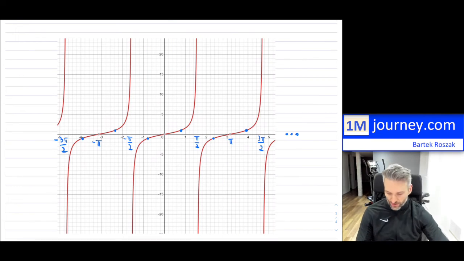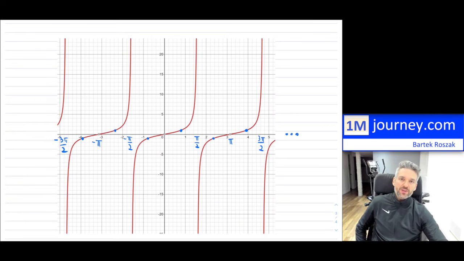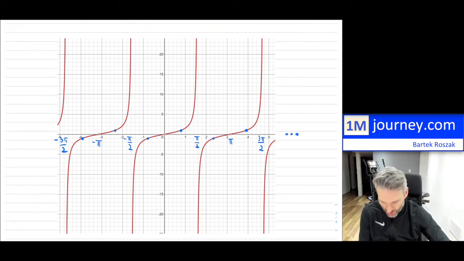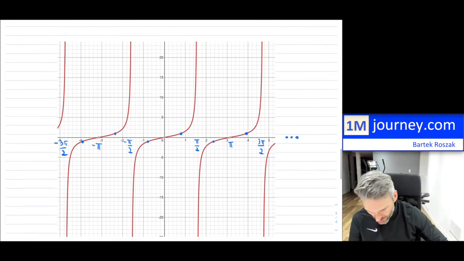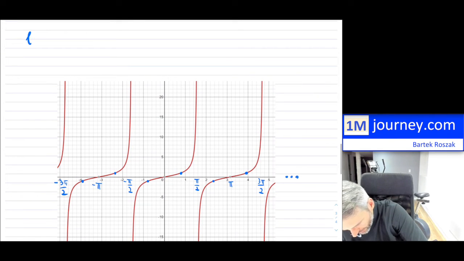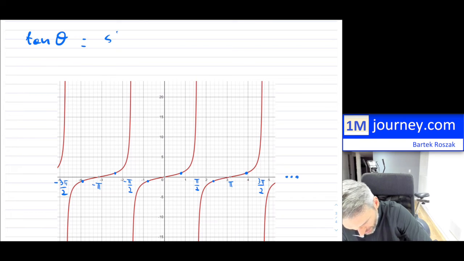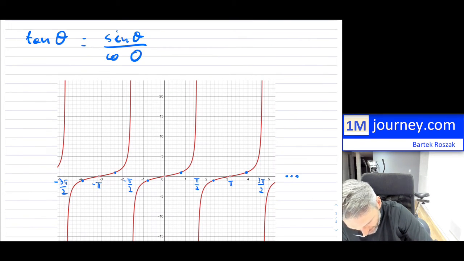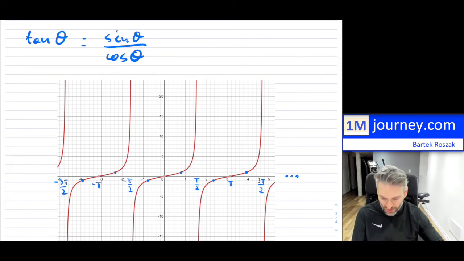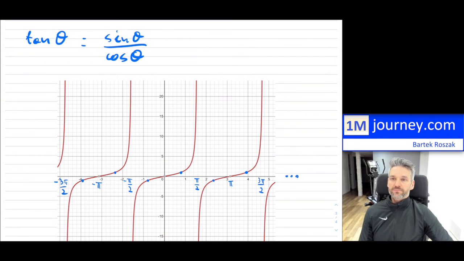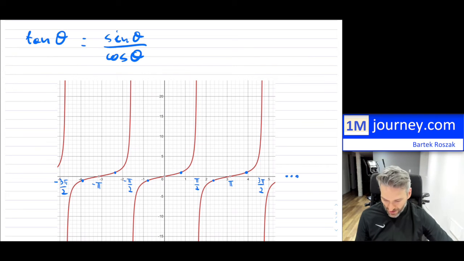All right, and the last one is the tangent. We can certainly try to graph the tangent because we know what it is. Tangent of theta, I'll keep this one as theta, is equal to sine of theta all over cos of theta. That's just by definition of the ratios, so that's what we have there.